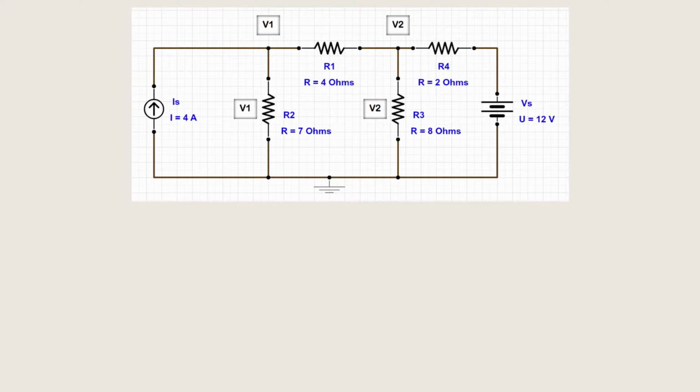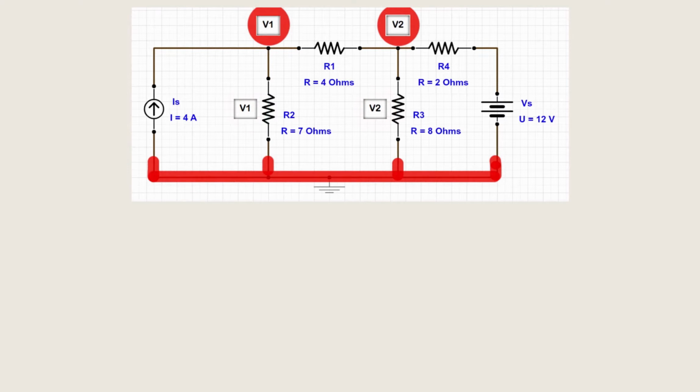Let's apply this to an example. We start by assigning node voltages. Here we have V1 and V2. And when we talk about these node voltages, we're referring to the voltage across these branches. That's because those branches are between our node and reference node.